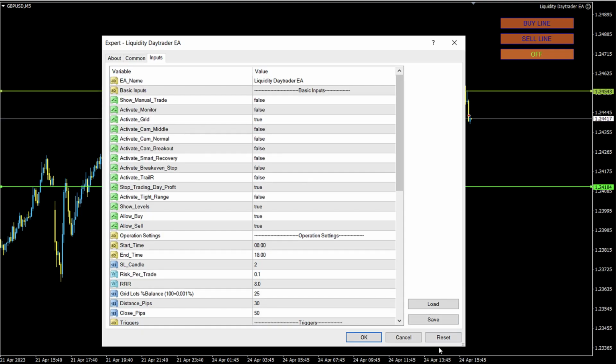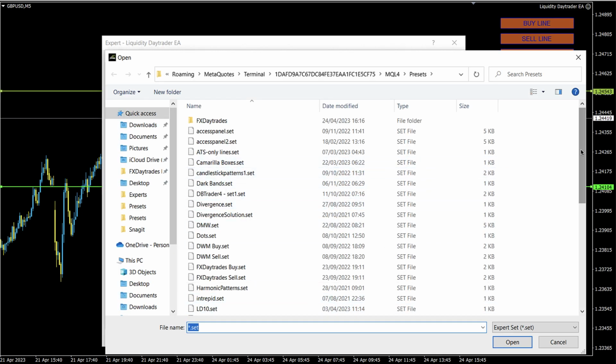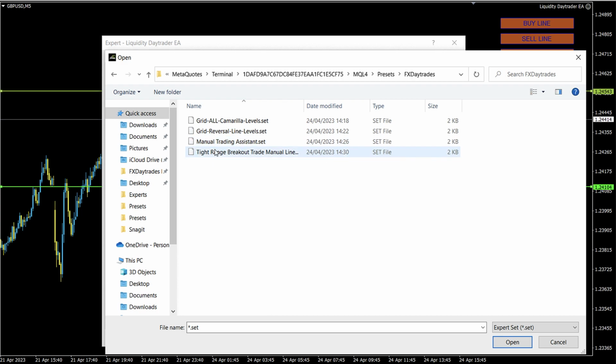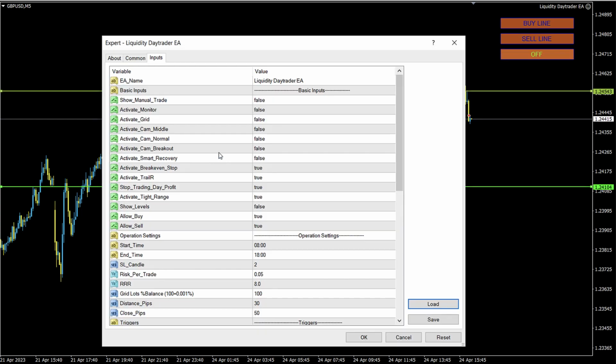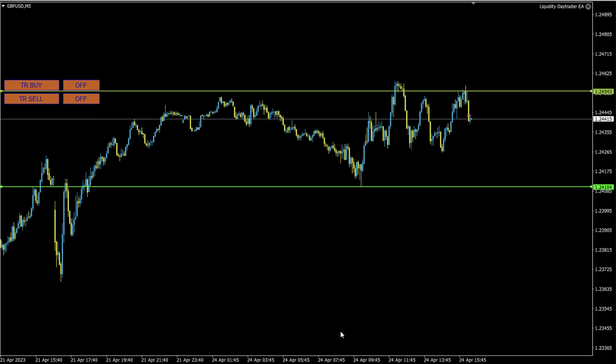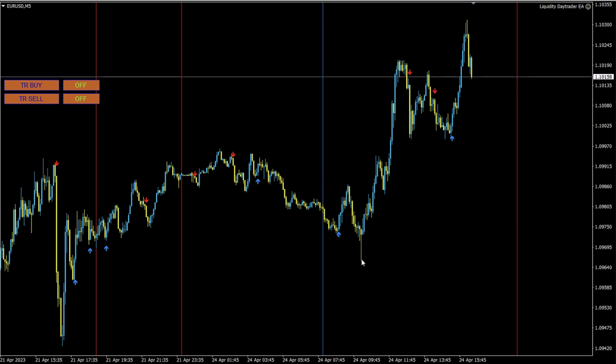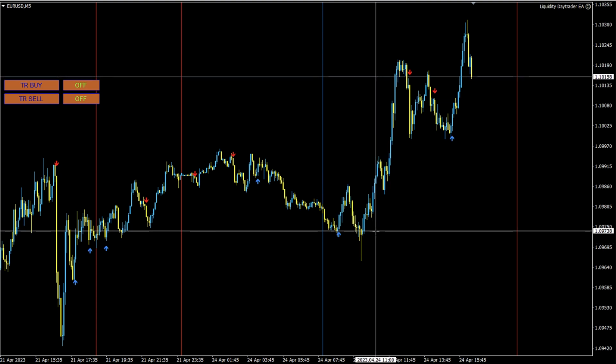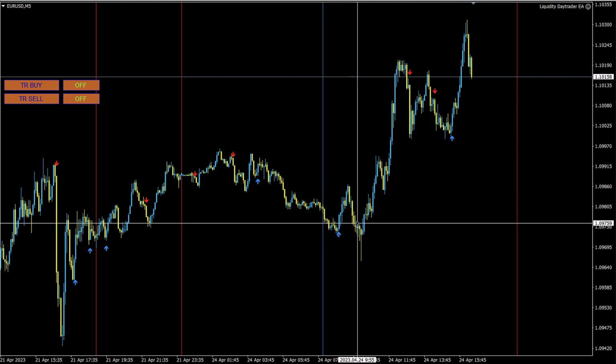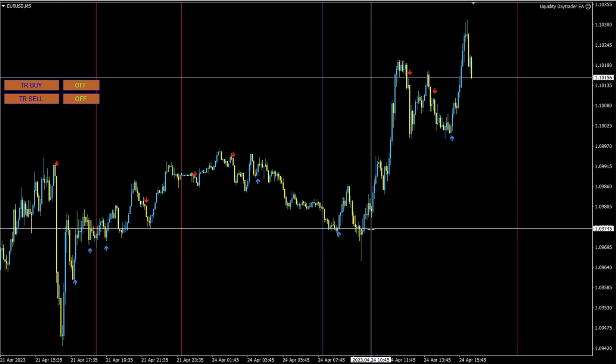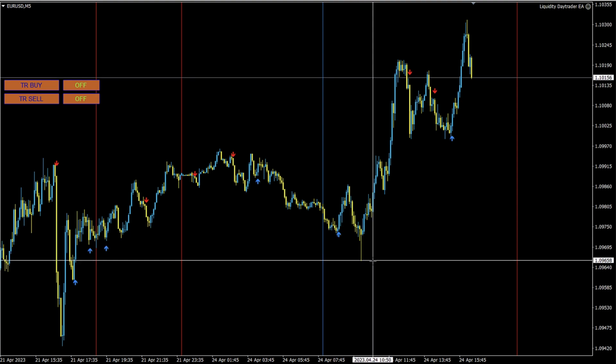Now another feature I have added is also something that is useful for a lot of people. It's the tight range breakout. So what does this mean? Let's say, for example, you want to buy this candle. You want to buy the high of this candle and you want to put the stop loss at the low of this candle.